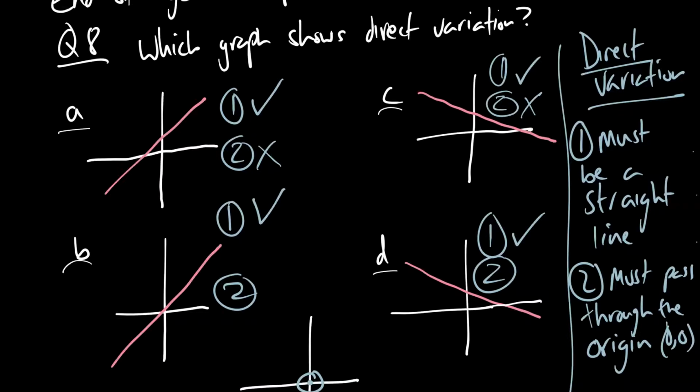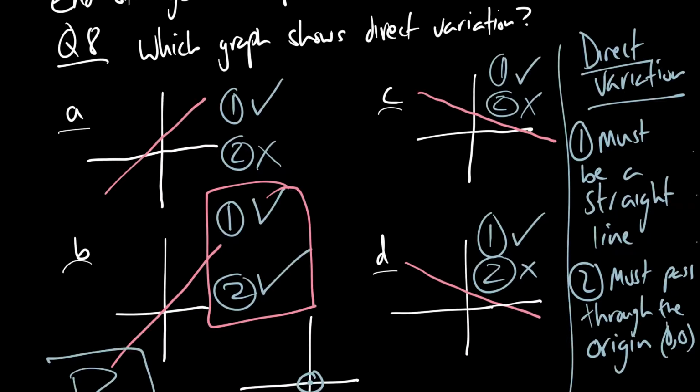Does this pass through 0, 0 here? The answer is no, it doesn't. And does this pass through 0, 0 here? And the answer is yes, it does. So of these four graphs, there is only one graph that has both number 1 and number 2 as true. So the answer for this question is B.